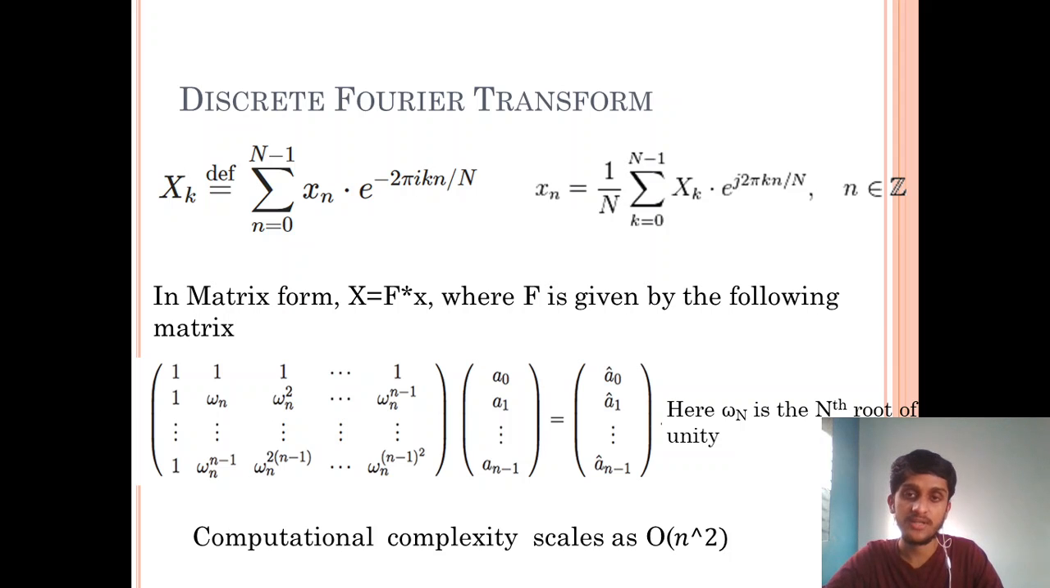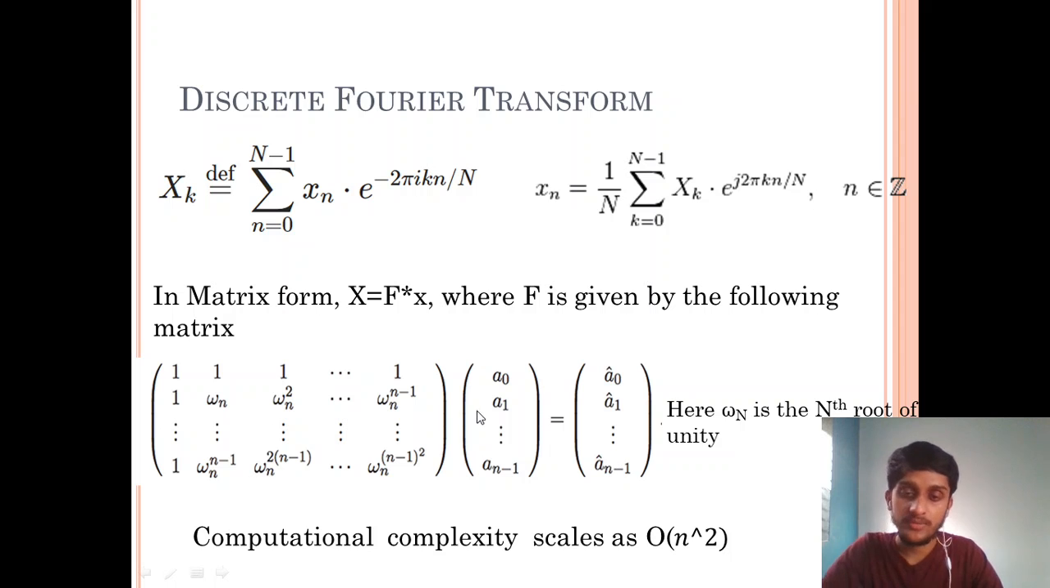So A0 would correspond to the frequency 0, that is just the DC value. Then A1 will correspond to frequency 1, all going up to n minus 1, which would correspond to a frequency of n minus 1, which means that if there are n points, the function oscillates between every point.